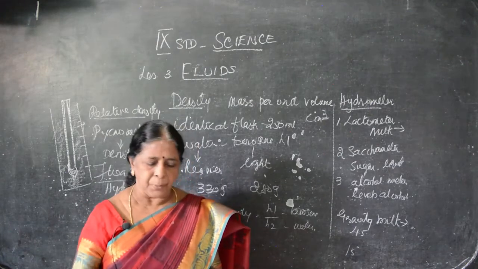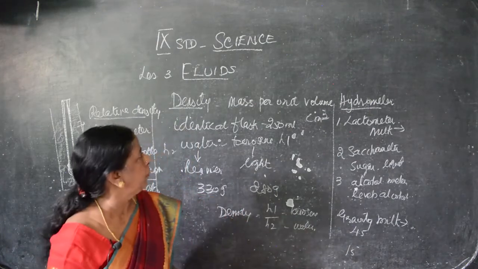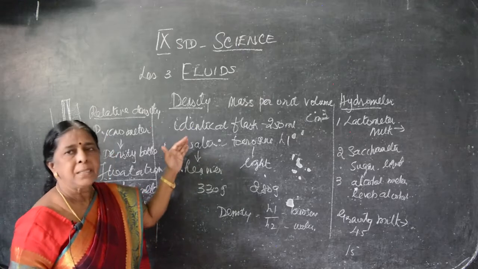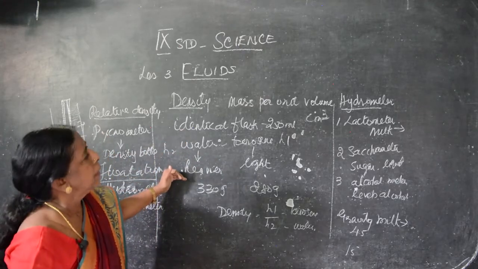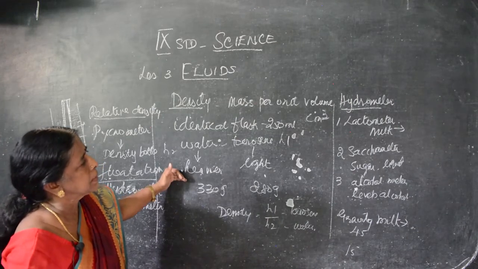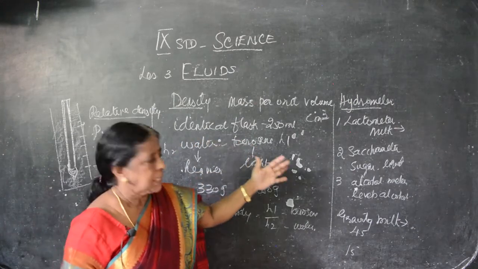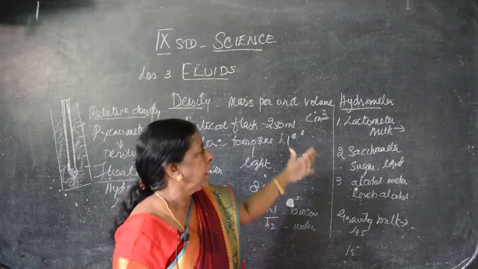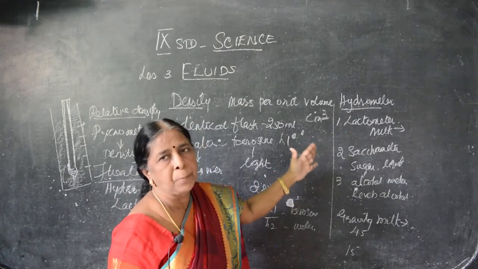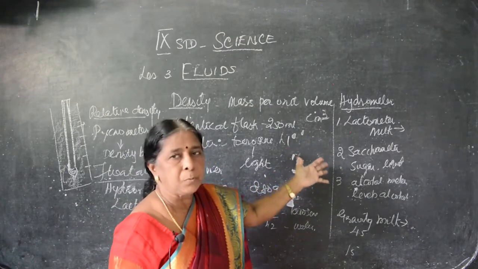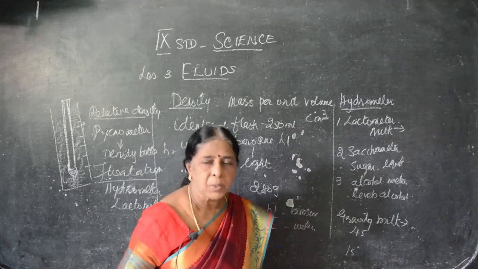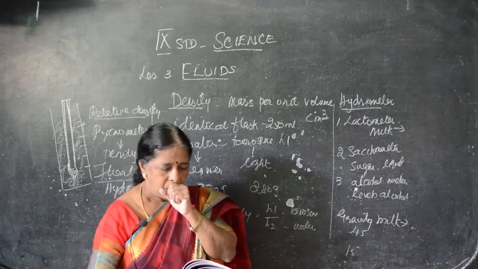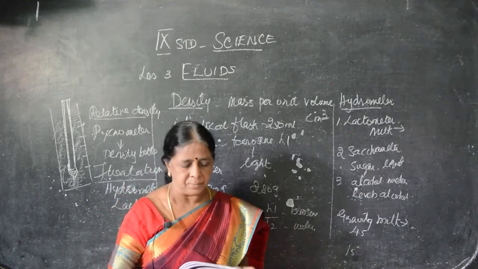Now you know hydrometers well. What did I say? Density, relative density, and the instruments based on that: hydrometers. Lactometer to find the purity of milk, saccharometer to find the sugar level, and alcohol meter for how much alcohol is present in the solution. Now you have to go for buoyancy.